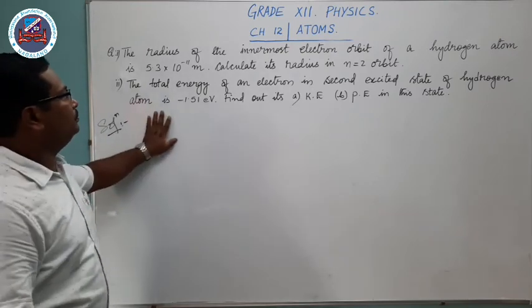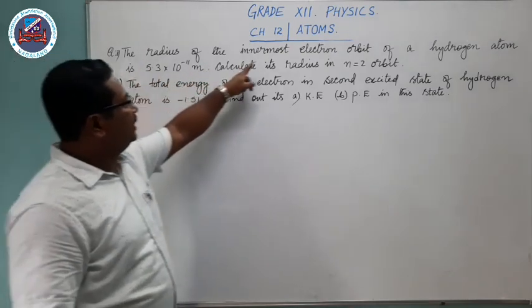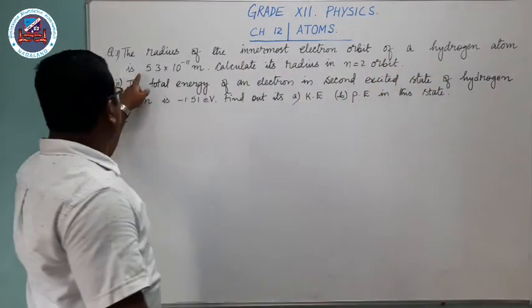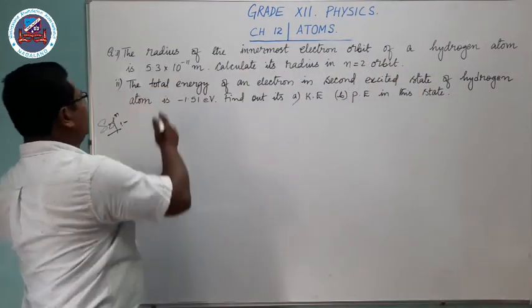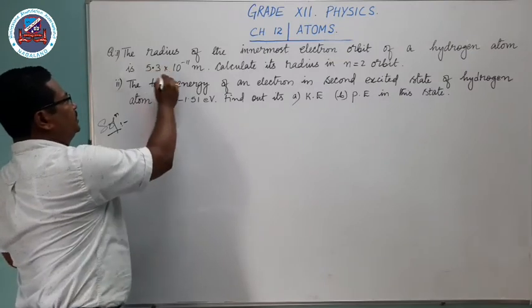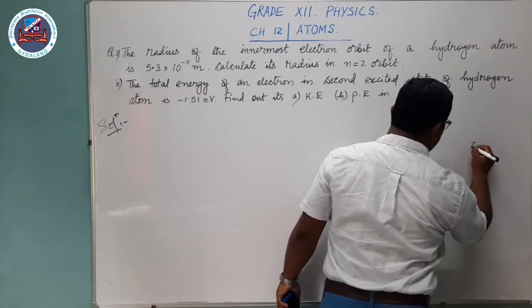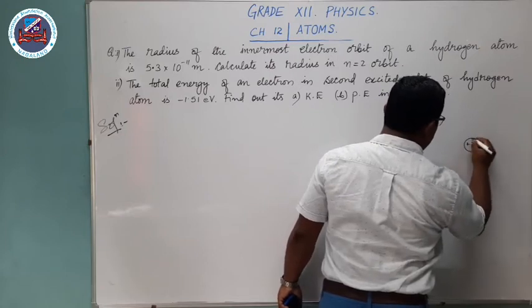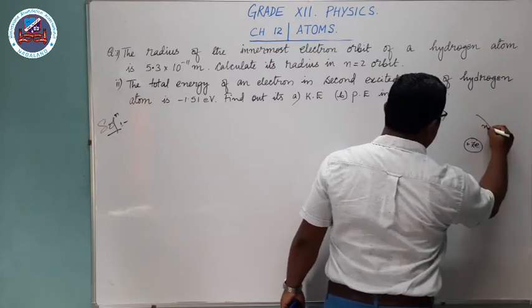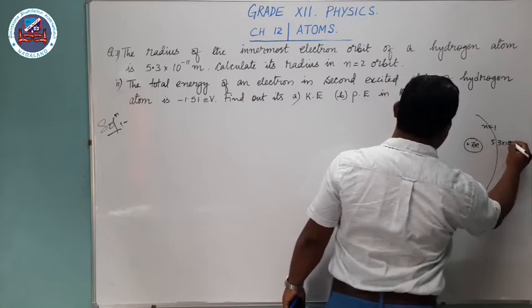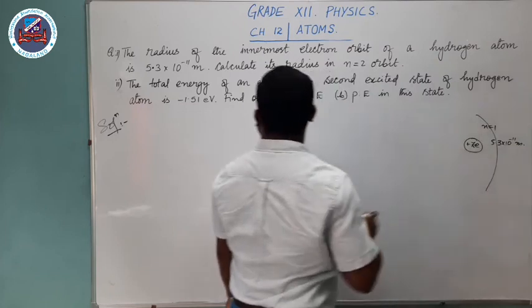You must know the radius of the innermost electron orbit of a hydrogen atom is 5.3 × 10^-11 meter. It is given to you. The innermost electron, this is your nucleus. The innermost means the first orbit at n equal to 1. The radius is given as 5.3 × 10^-11 meter.